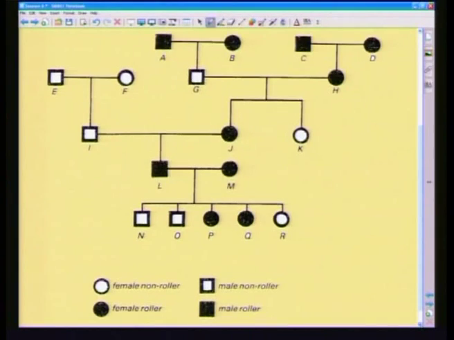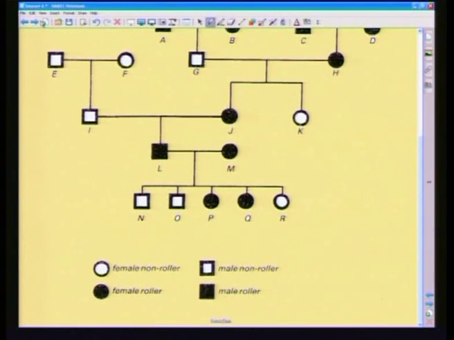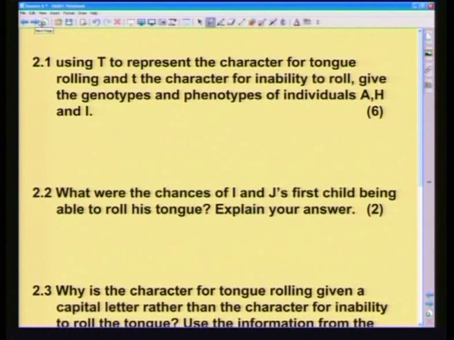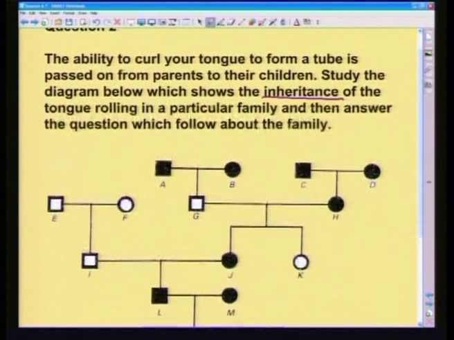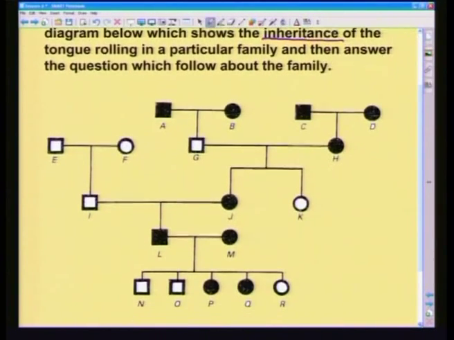Okay, it is a dominant characteristic. So let's just look at our questions and then we're going to go back to our diagram. It says, using capital T to represent the characteristic for tongue rolling, okay, so it's dominant, and the small t for the inability to roll the tongue, give the phenotypes and genotypes of the individuals. So we're going to go back and we're going to do all these individuals, because this is how you will answer any question related to a pedigree chart.